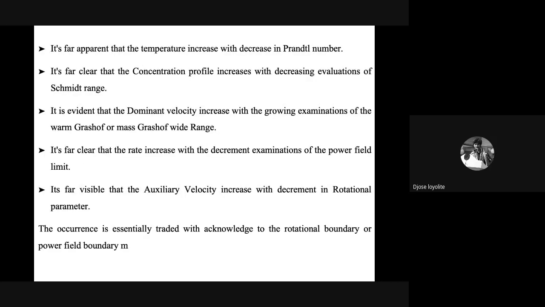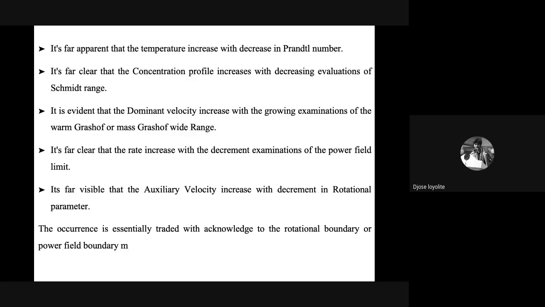It shows that the temperature increases with a decrease in the Prandtl number, and the concentration profile increases with decreasing Schmidt number. It is more evident that the primary velocity profile increases with growing values of the mass Grashof number or thermal Grashof number, and it is clear that the rate increases with a decrease in the magnetic field parameter.